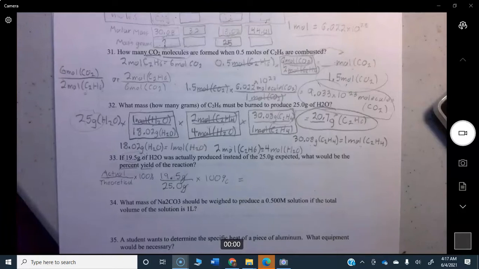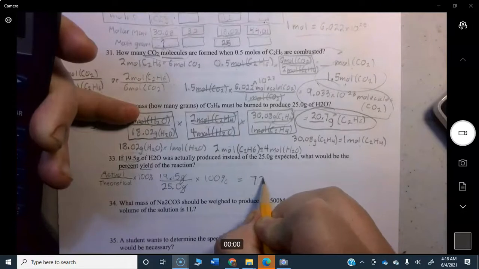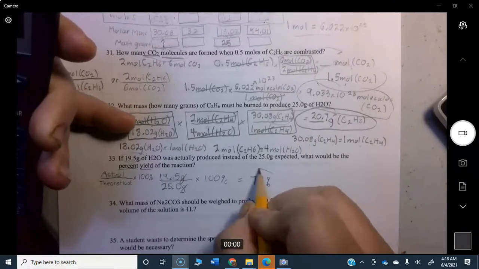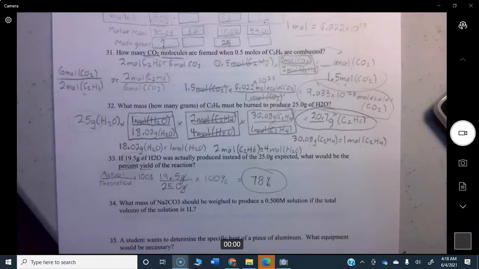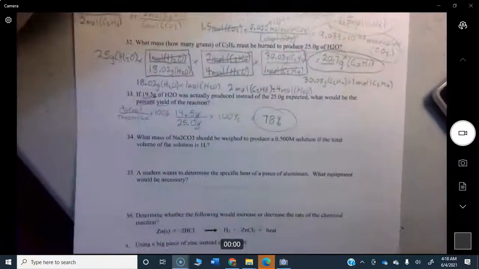And you just do that on a calculator. Do not ever use a percent sign on a calculator. It will mess you up. It's 19.5 divided by 25 equals times 100. And then you slap the percent sign on at the end. So I get 78 for that, and then I slap the percent sign on, okay? There you go. So that's the answer. So you got 78% of what you thought you were going to get. Your actual yield was 78% of what you thought you were going to get there. Okay? Let's keep going.